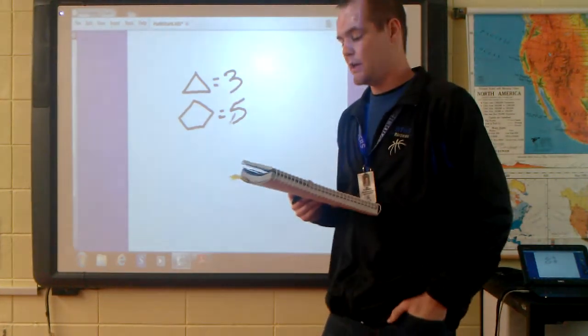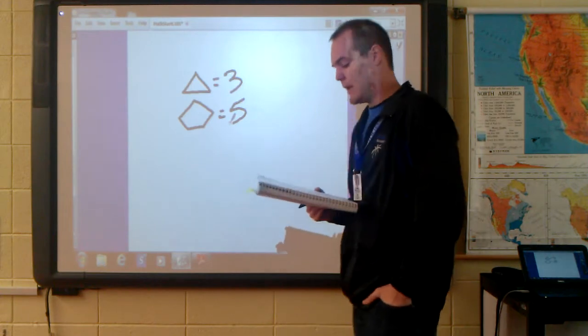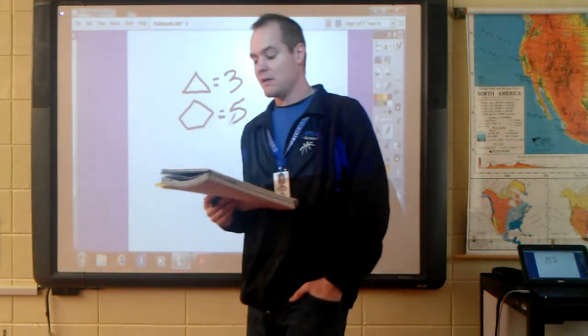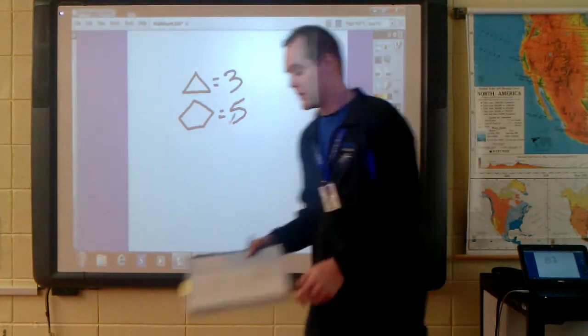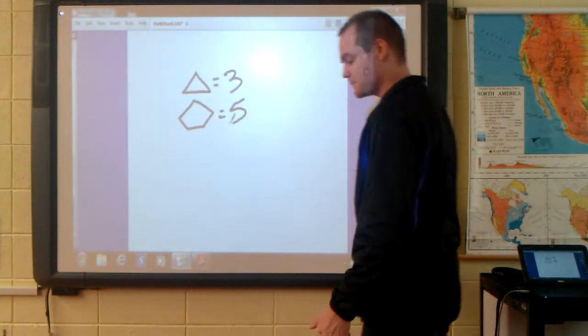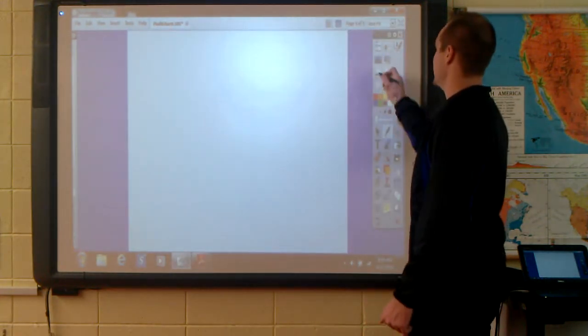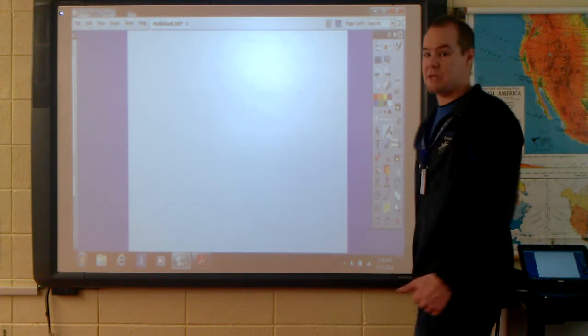Example 2. Here we show a regular quadrilateral and a regular hexagon. Find the number of lines of symmetry in each figure. I guess the square is a little bit different than the other objects we've dealt with.